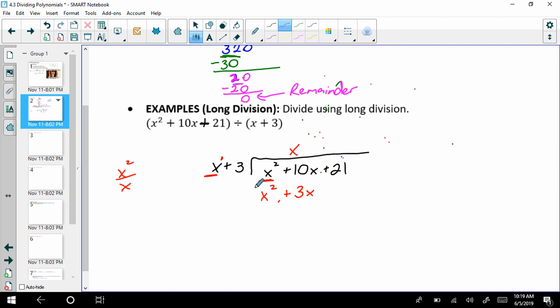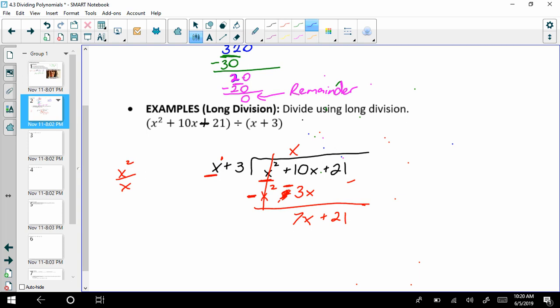We are going to subtract this red quantity, so this becomes a minus, and this becomes a minus. I'm changing the signs. If I do that, notice the first set cancels out when I combine like terms. That will always happen if you're doing the long division correctly. 10x minus 3x, I'd have 7x. And then I'm going to bring down the 21. I'm going to start this process all over again.